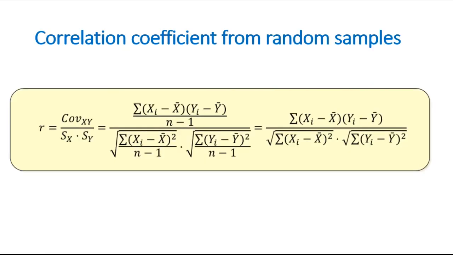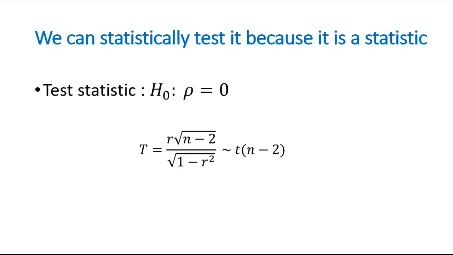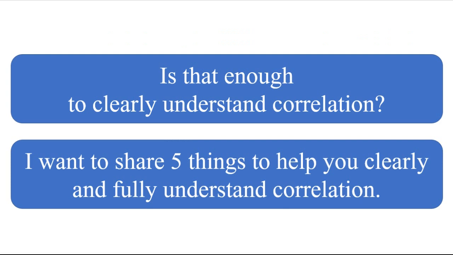This is the correlation coefficient formula from random samples. Are you familiar with this? We also can statistically test it because it is a statistic. The test statistic is for the null hypothesis rho equals 0. It has a t-distribution with n-2 degrees of freedom. Is that enough to clearly understand correlation? I want to share 5 things to help you clearly and fully understand correlation in this video.